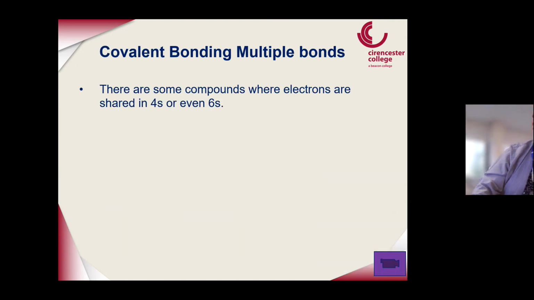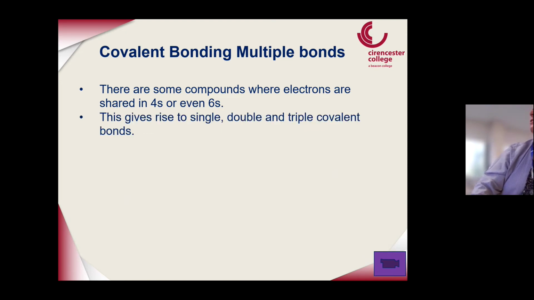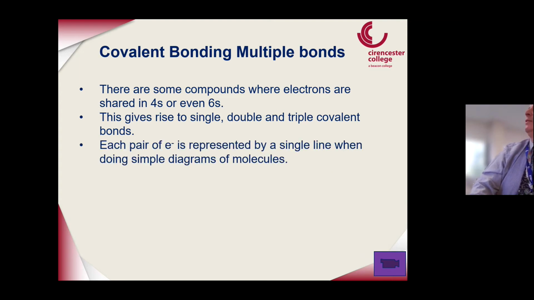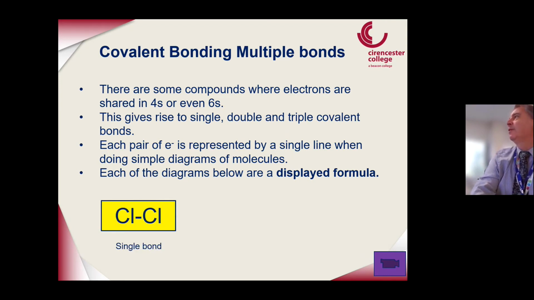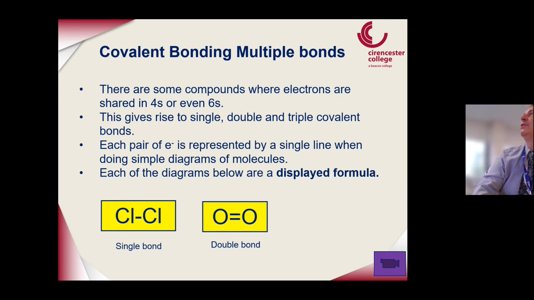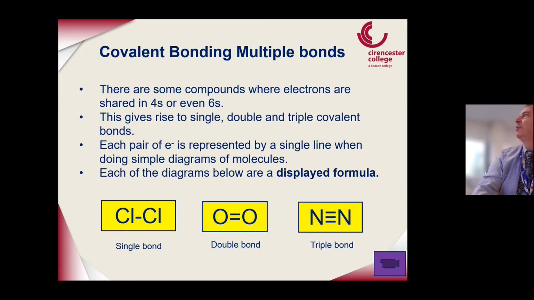Some compounds actually share 4 electrons or even 6, and that obviously gives rise to single, double, and triple covalent bonds. Later, when we start to look at organic chemistry, we'll see why we can't have them sharing 8, in other words, having a quadruple bond. We can only have single, double, or triple bonds. It's about spatial arrangement and repulsion. So, for example, there's a single bond, chlorine-chlorine. There's a double bond, oxygen. There is a nitrogen triple bond.